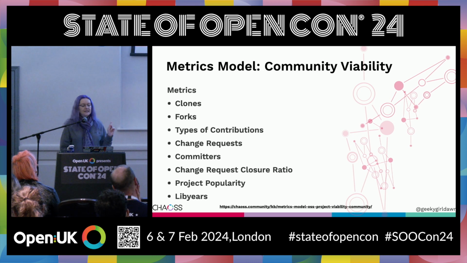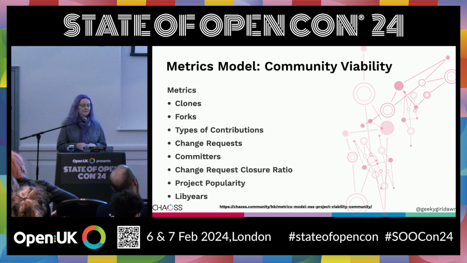Now, one thing you'll notice is that some metrics actually do appear in multiple models. For example, change request closure ratio is a responsiveness metric that isn't just related to governance and maintainers, as I talked about earlier, but also relates strongly to the viability of the community as a whole. Metrics like clones, forks, and other project popularity metrics don't actually tell you anything about the health of the project, but they can indicate that there's an interest in using and contributing to the project.